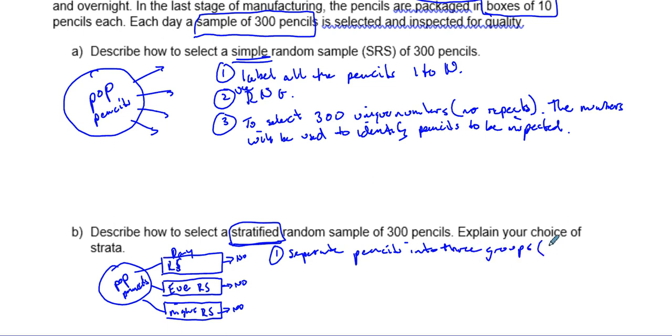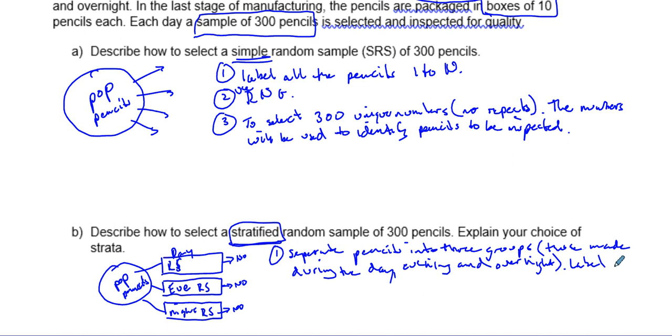And those are those made during the day, evening, and overnight. Okay. From there, we're going to label each group of pencils 1 to n. All right, 1 to n.